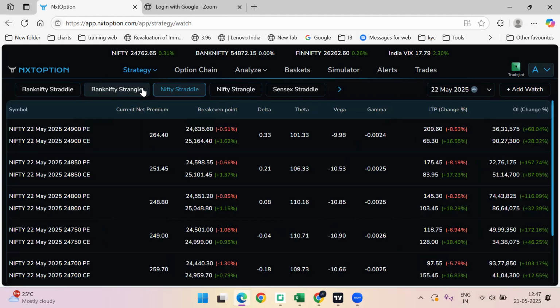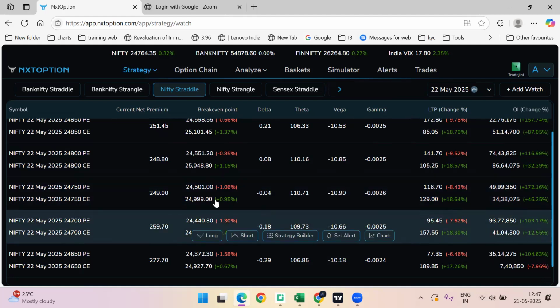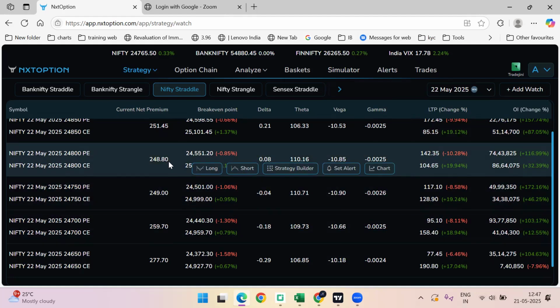And if you go back to strategy watch, you can monitor it. That is, you're going to watch 24,800. So if you collect 248 premium as the current net premium, in case there is no change in the underlying asset, that is Nifty, then this may come down to 200. Okay, so this is with regard to Nifty Straddle.